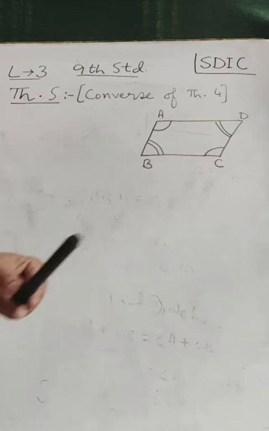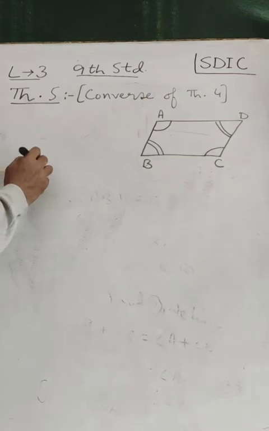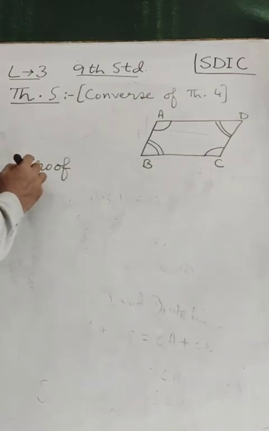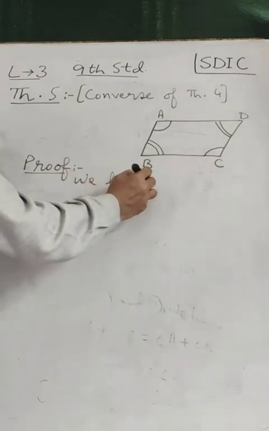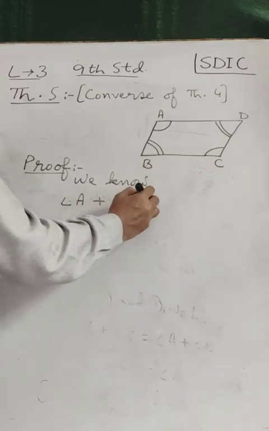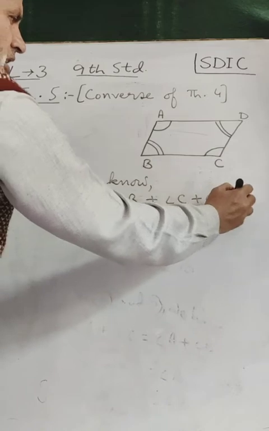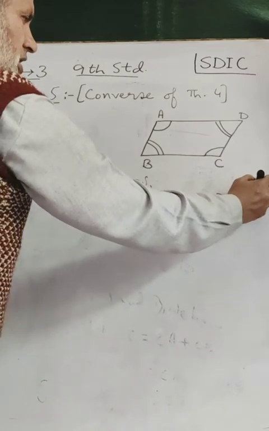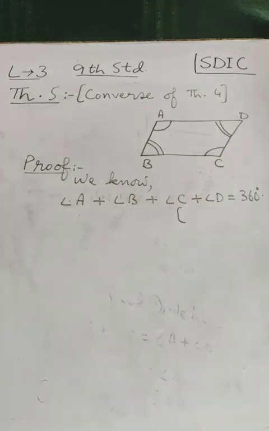And to prove that, we'll use angle sum property of quadrilateral. Write the proof. We know angle A plus angle B plus angle C plus angle D is equal to 360 degrees. Write in the bracket angle sum property of a quadrilateral.